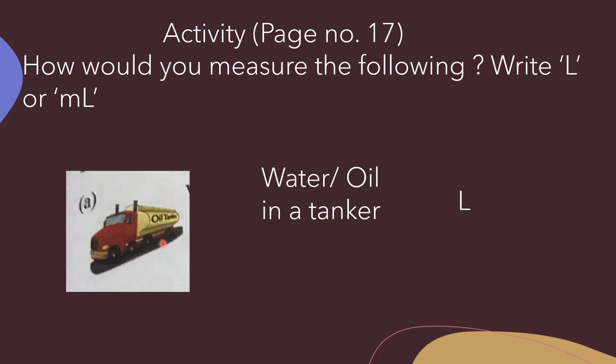Okay, so here you can see, beta, that the oil tanker is very big. So big capacities are measured in liters. I told you earlier. So here whether there is oil or water, we measure it in liters. Okay. So here we will write its answer L. L for liters. Capital L.